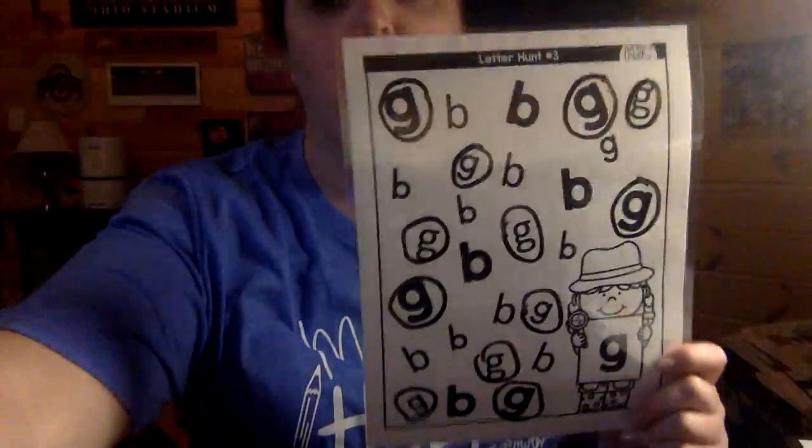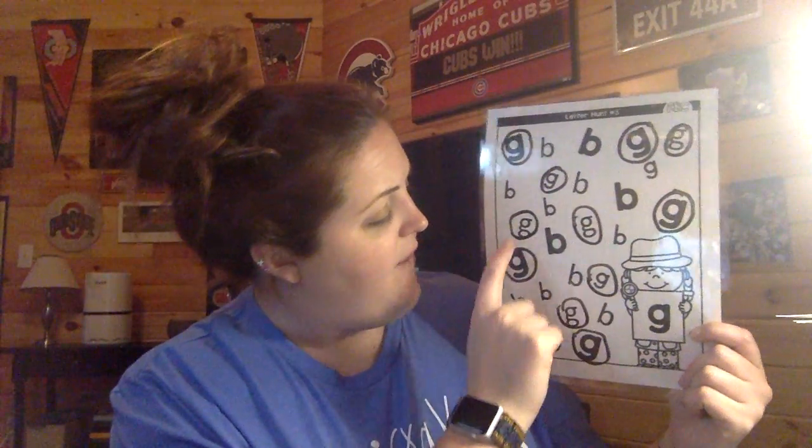Now that we're done circling, what do we always do? We always count them. Let's count. How many G's did we circle? Ready? 1. Count with me. 2, 3, 4, 5, 6, 7, 8, 9, 10, 11, 12. We circled 12 G's.